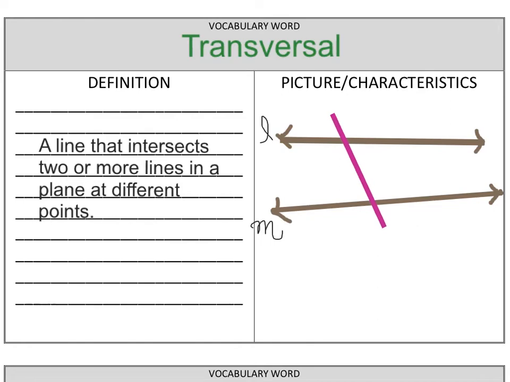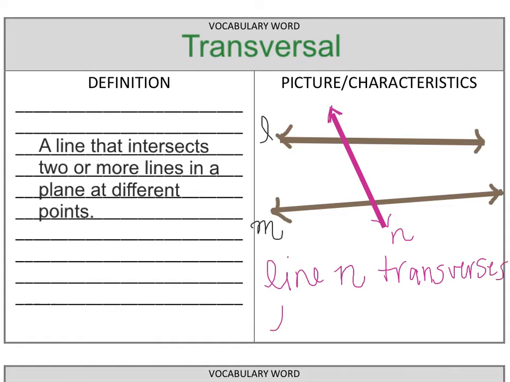So let's say this line, call it N. Line N is the transversal. So you could say line N transverses, if that makes sense, lines L and M.